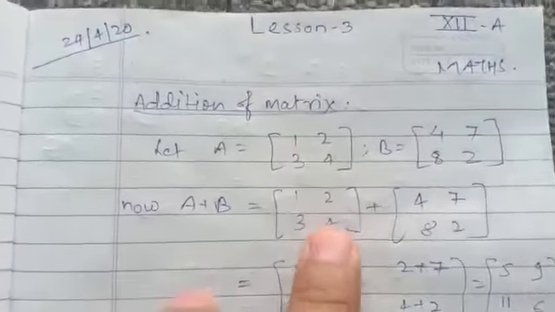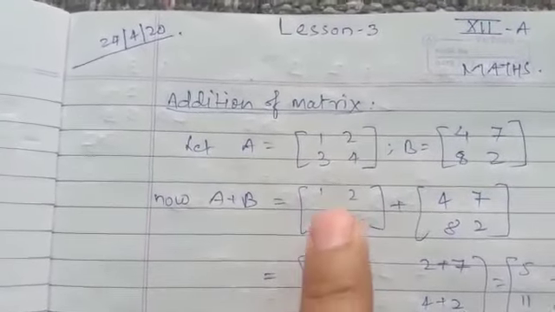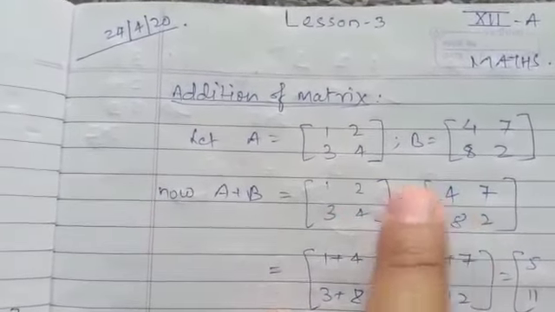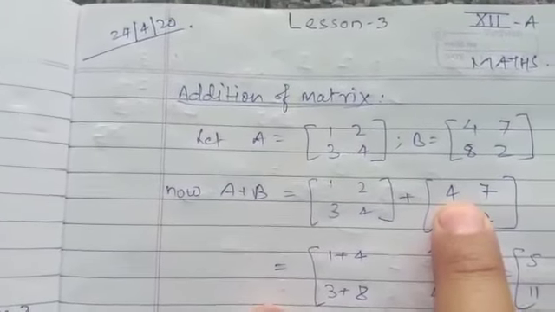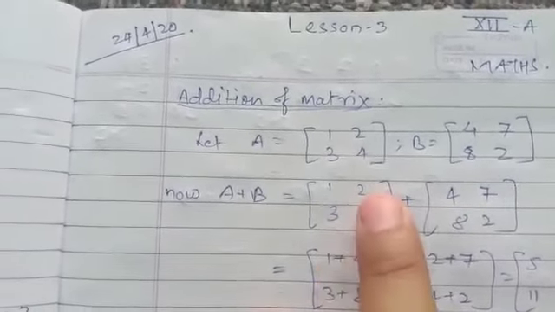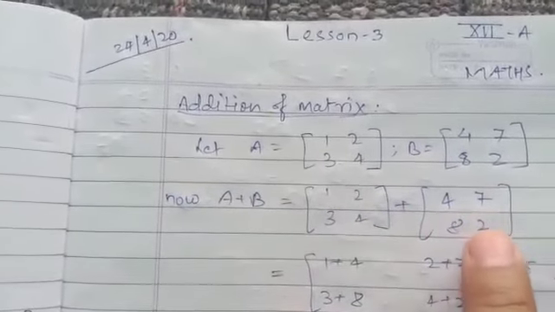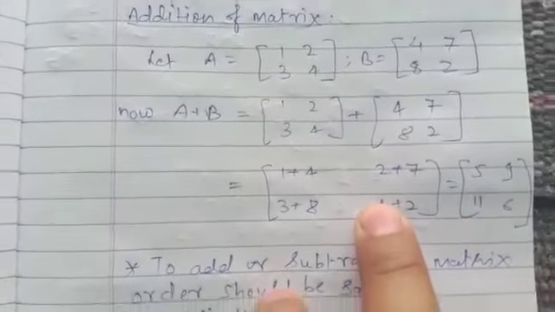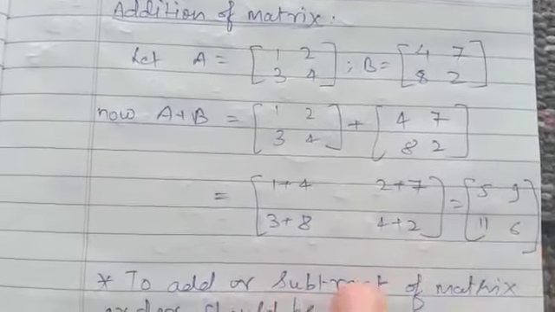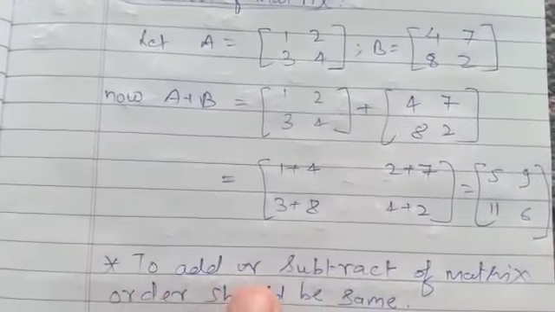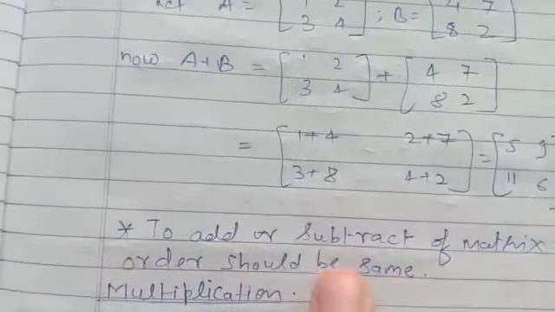So write both the matrices in this form, and after this add the corresponding elements. For example, here the first element is 1 and here the first element is 4. So 1 plus 4. Similarly 2 plus 7, 3 plus 8 and 4 plus 2, in this way. And after adding we will get this much. So this is the final result. Now the rule is that to add or subtract matrices, the order should be the same.